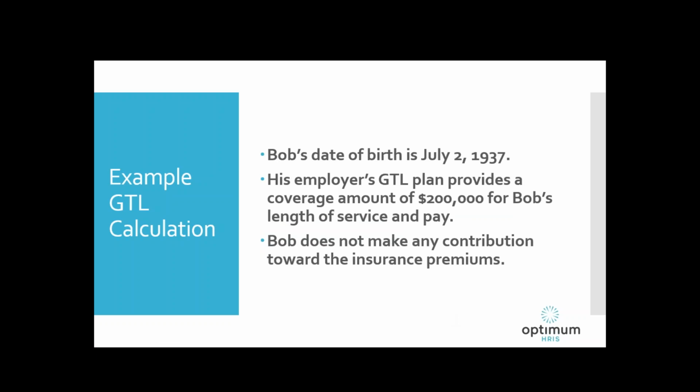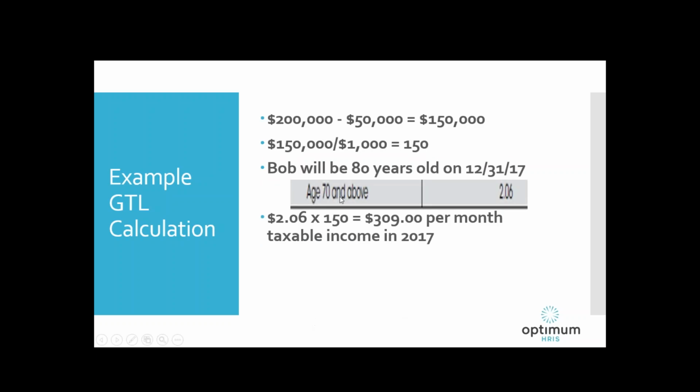Let's look at another calculation. Erica was relatively young, but Bob is considerably older than Erica. Bob's date of birth is July 2, 1937. And Bob's employer's group term life plan provides a coverage amount of $200,000 for Bob's length of service and his pay. And also, Bob does not make any contribution toward the insurance premium with any after-tax dollars. So we're going to find out the excess benefit for Bob. We're going to take $200,000 of coverage and subtract the first $50,000. That's $150,000 of excess coverage divided by thousands.